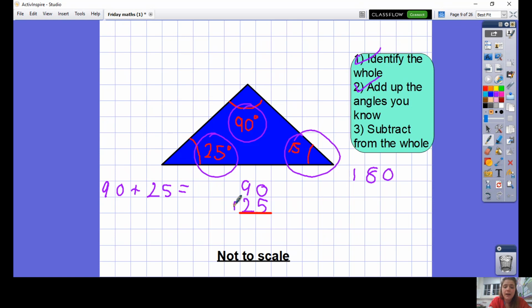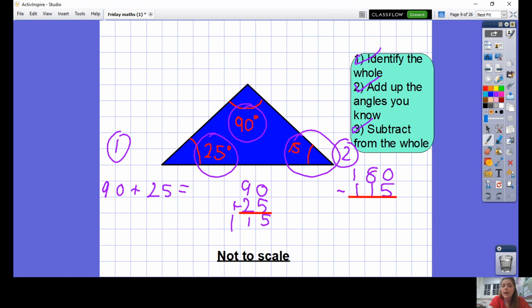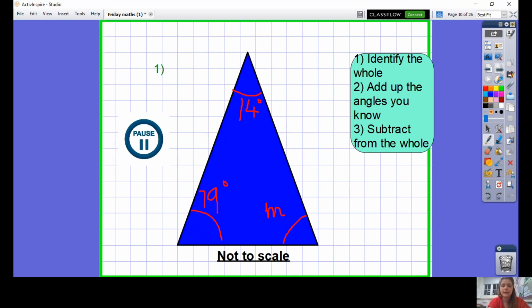So 0 add 5 is equal to 5, and 9 add 2 is equal to 11. That's my first calculation. Calculation number 1. Calculation number 2 then is to subtract from the whole. 180 take away 115. So in your work today, I should see both calculations written down. 0 subtract 5 isn't possible, I'll regroup. 10 take away 5 is 5, 7 take away 1 is 6, and 1 take away 1 is 0. The angle I'm looking for is 65 degrees.